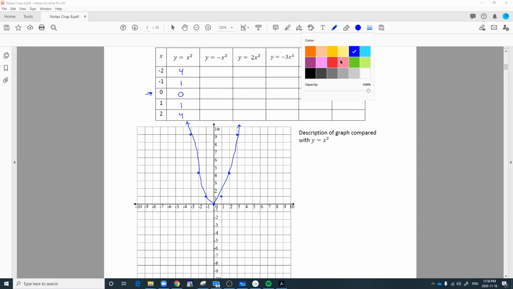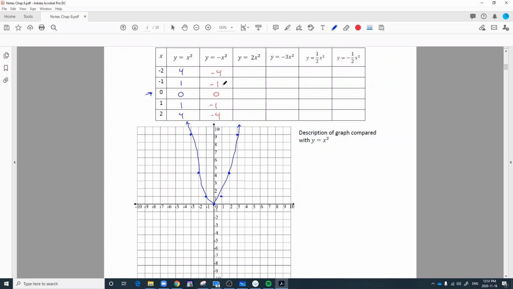So I'm going to switch colors. And I'm going to do y is equal to negative x squared. The only difference is that after you square the x, you're going to times it by negative 1. So if I do y is equal to negative 2 squared, which is 4, I'm going to then multiply it by negative 1. So this is going to become negative 4. This one's going to become negative 1. This is 0, negative 1, negative 4.